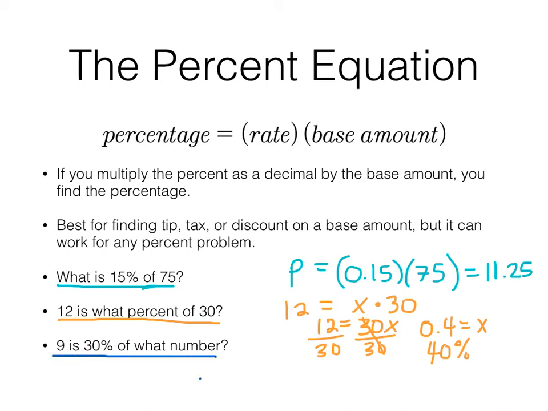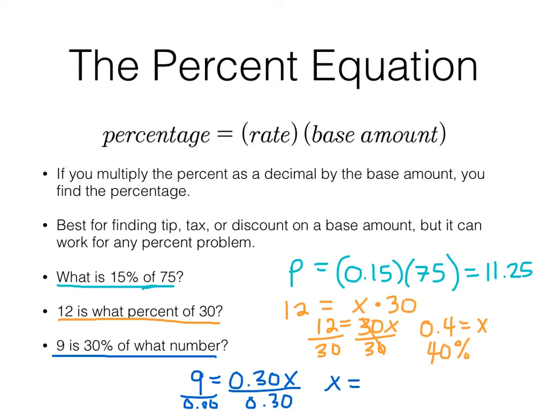9 is my percentage, so that's going to go on the left-hand side. 30%, 0.30 is the decimal version for the rate of what number? Well, we don't know the base amount, so I'm going to put an X there. And I don't need a times sign or anything because the X came after the 0.30. So 9 divided by 0.30, and that should give us our base amount.